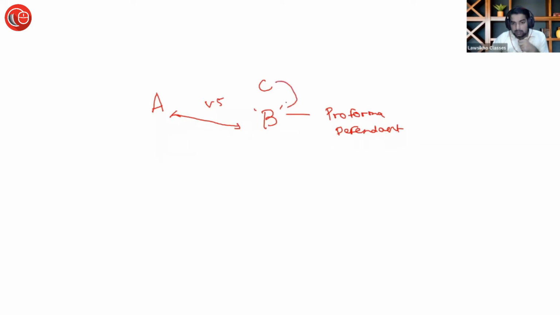Now यहाँ पर the suit is A versus C, and B is the pro forma defendant. Now, if you analyze B's position closely, he is only a defendant, not because he is truly a defendant. He is only a defendant for namesake. He does not have any dispute with A. कोई झगड़ा नहीं है उसका A से. Rather, उसका झगड़ा है C से. Fine, उसका झगड़ा है C से. So this person has been made pro forma defendant.